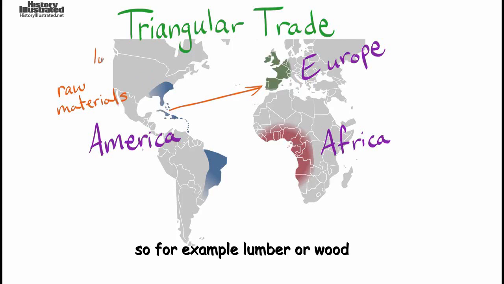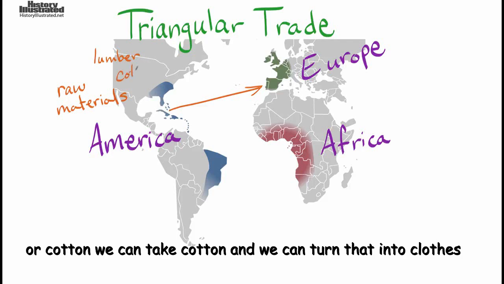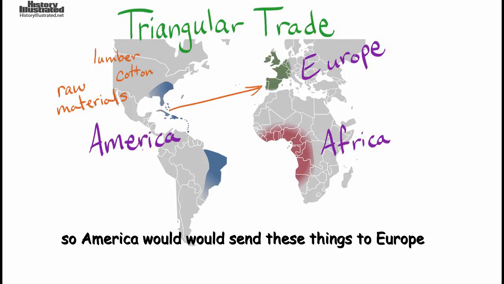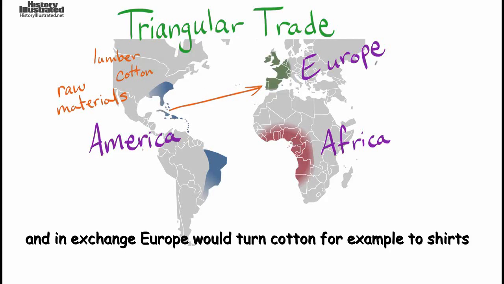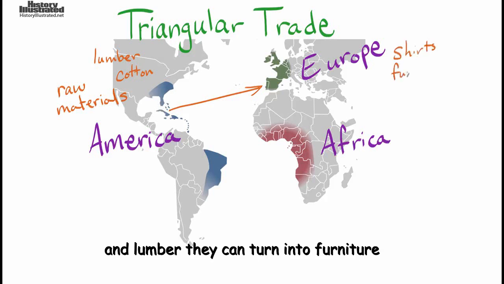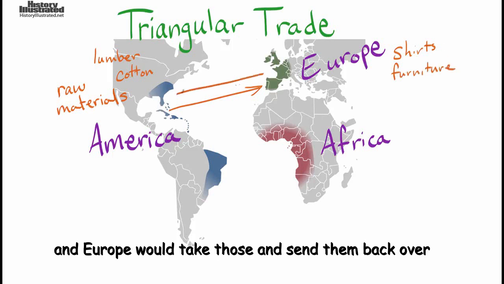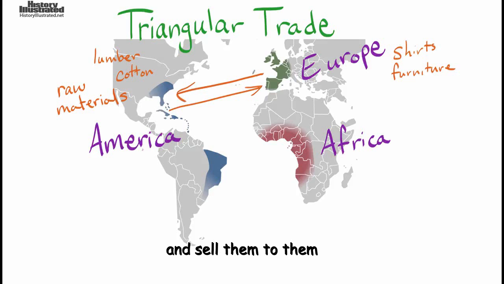So, for example, lumber or wood. There's a lot of trees in America. They can use those to turn into furniture, for example, or cotton. We could take cotton and we could turn that into clothes. So America would send these things to Europe, and in exchange, Europe would turn cotton, for example, into shirts or other types of clothing, and lumber they could turn into furniture or other types of things that people in America would want, and Europe would take those and send them back over and sell them to them.